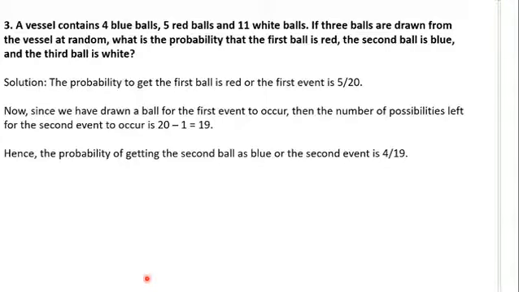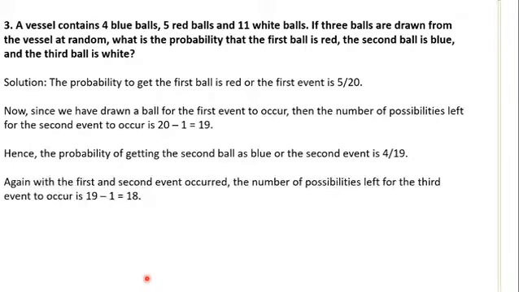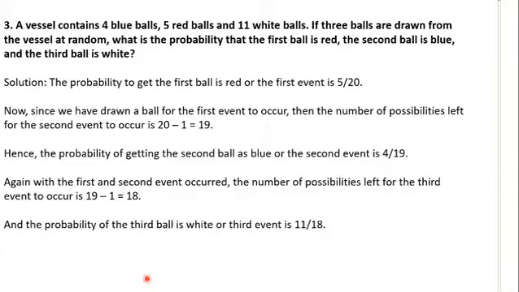And then because we have removed another one, the number of possible outcomes has reduced one more time to 18, because we are not told in the question that the ball was returned. So the number of possible outcomes becomes 18. And then we need a white ball. There are 11 white balls out of 18 total balls. So you have 11 over 18. So now, what's the probability of picking them in that order?